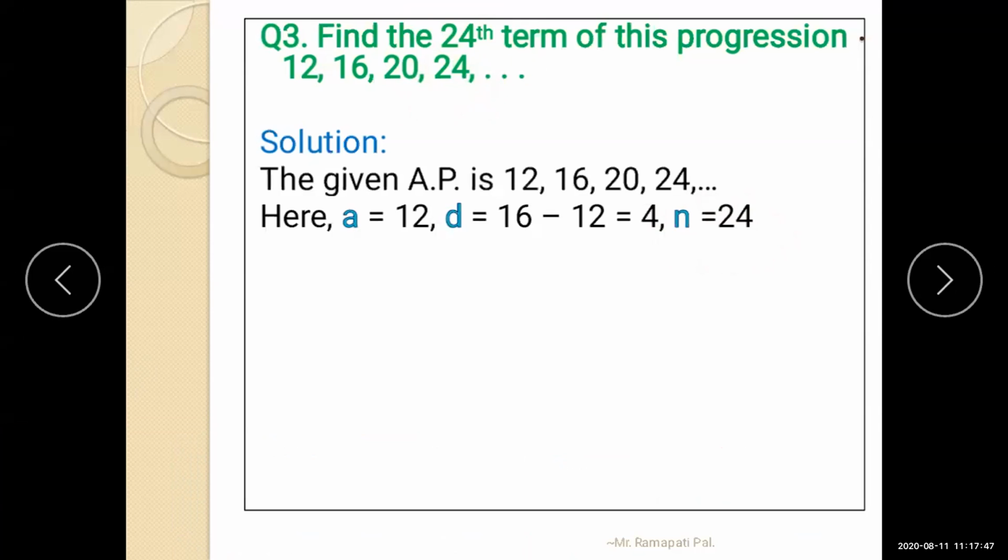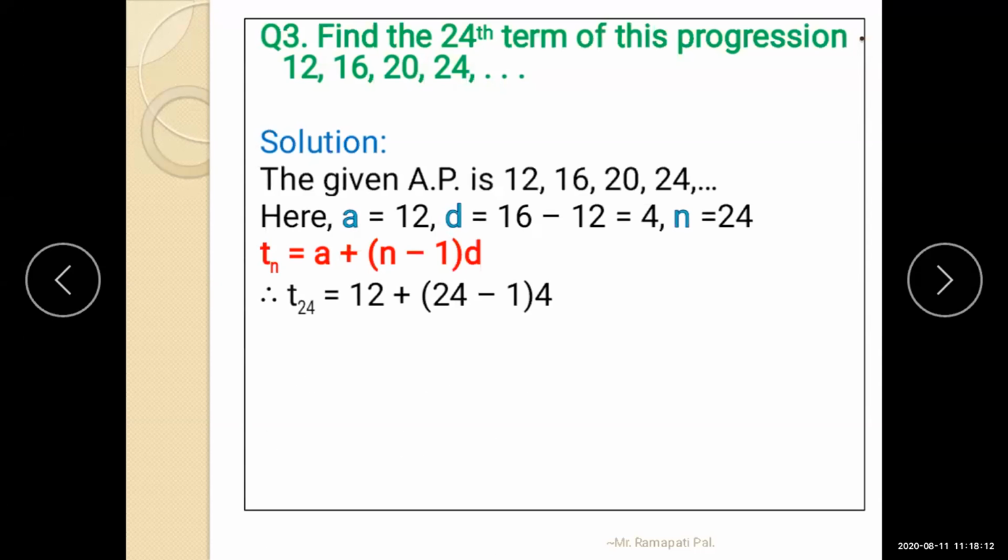Let's see. Tn is equal to A plus (N minus 1) D. We have to write down the formula first. That's why I have highlighted the formula, so you can remember it properly. You should not forget. Okay. So Tn is equal to A plus (N minus 1) D.